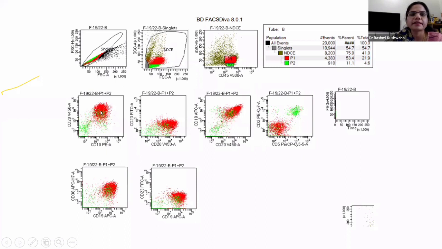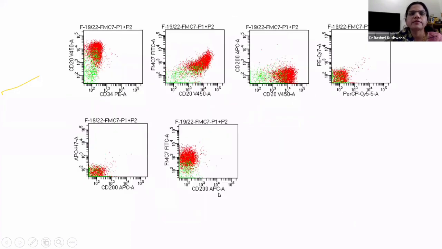So these cells are expressing CD22 as well as CD10. And as I told you, CD10 is a germinal center marker. So here itself we got to know, okay, maybe we are dealing with one of the germinal center lymphomas. CD23 is negative. CD19 is very bright positive. There is absence of CD5 and CD2. There is expression of CD38, CD23 is negative. CD34 is negative, FMC7 is positive, CD200 is negative.